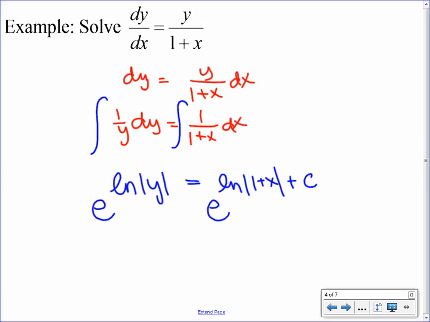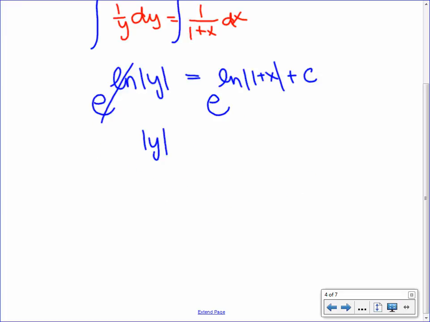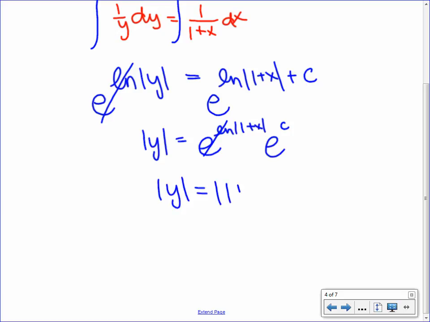What happens when we have e to the natural log? Well, hold on. Before I do this, what does it mean when we add with an exponent? We're multiplying with same bases, right? So I'm going to do this. Okay? And now we can say this.